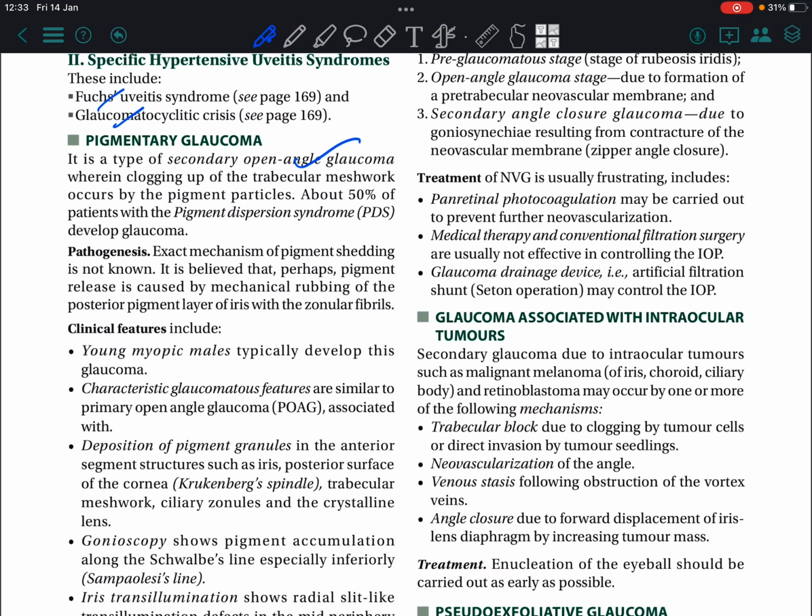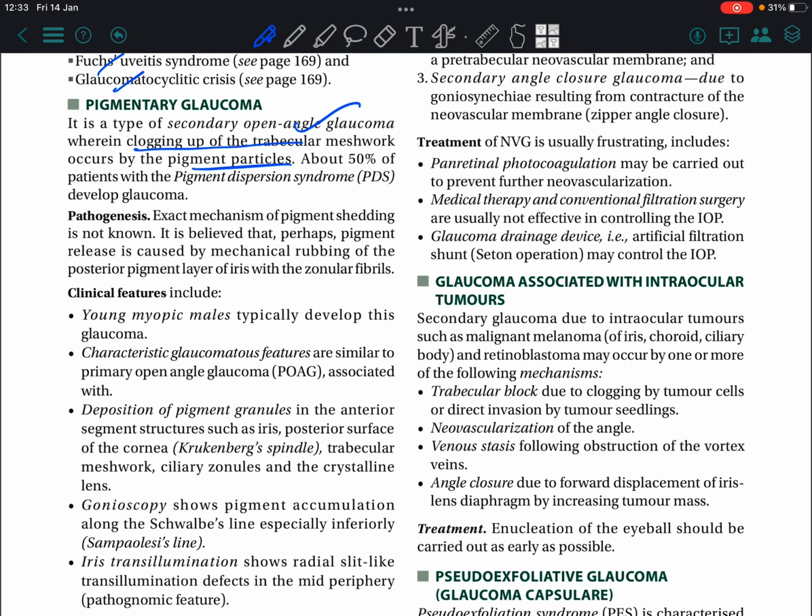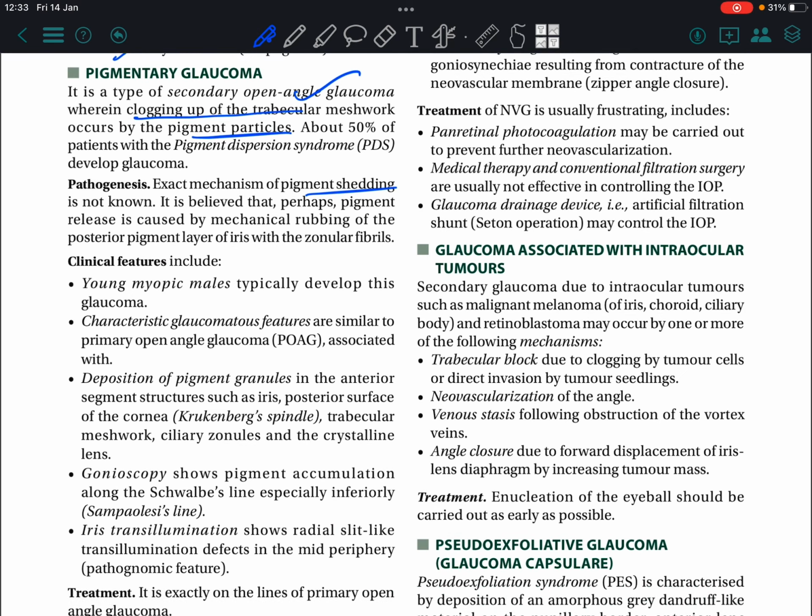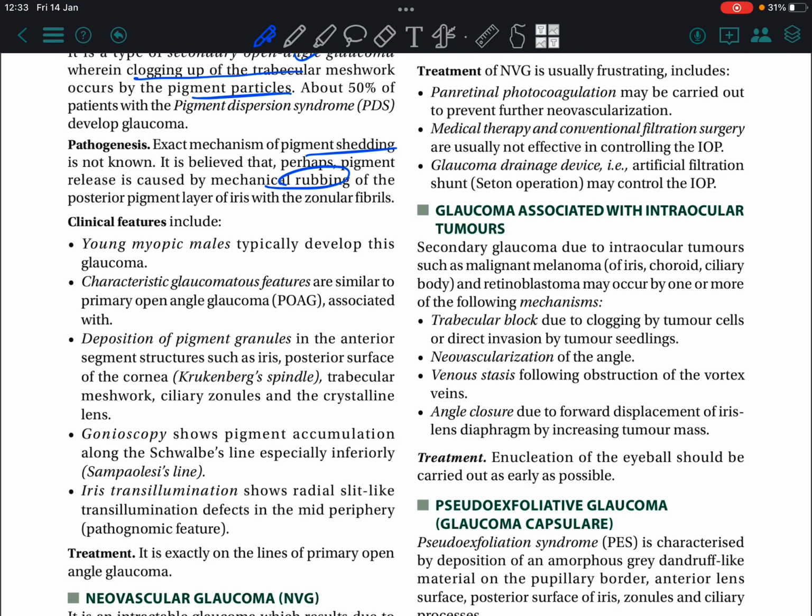It's a type of secondary open angle glaucoma wherein clogging of the trabecular meshwork occurs due to pigment particles. It occurs due to pigment dispersion syndrome. The exact mechanism of pigment shedding is not known. Perhaps pigment release is caused by mechanical rubbing of the posterior pigment layer of the iris with zonular fibers.